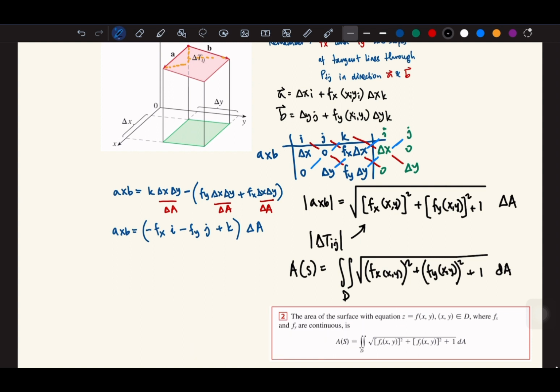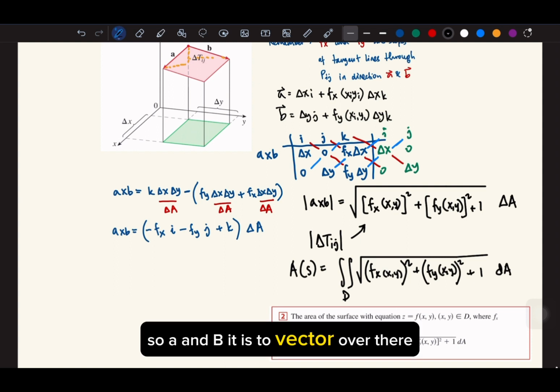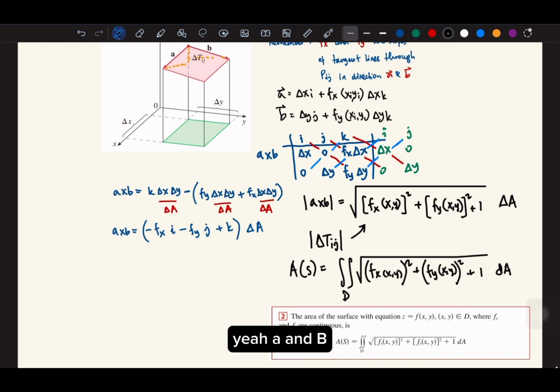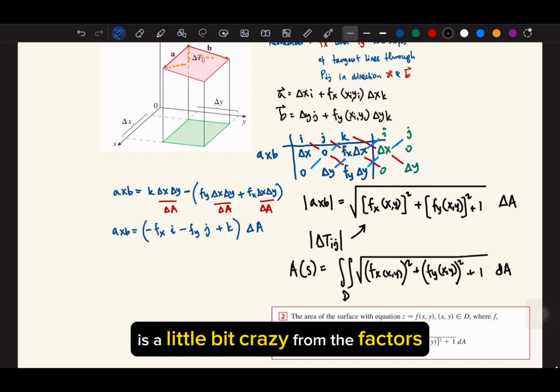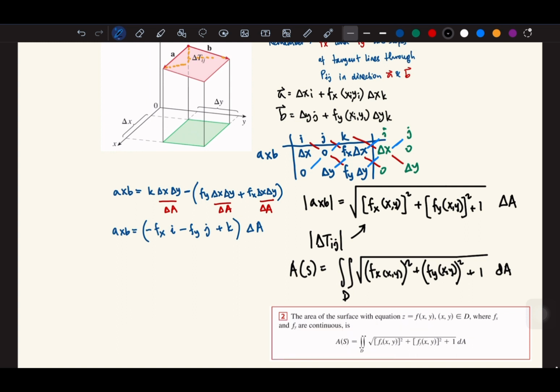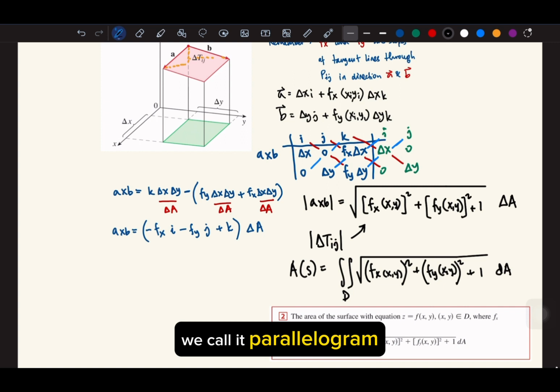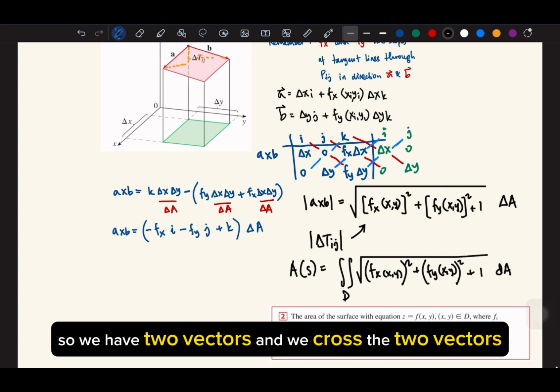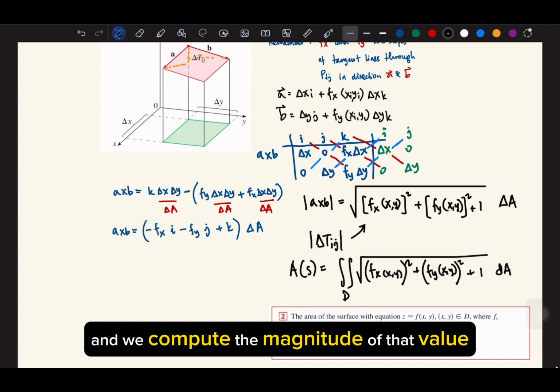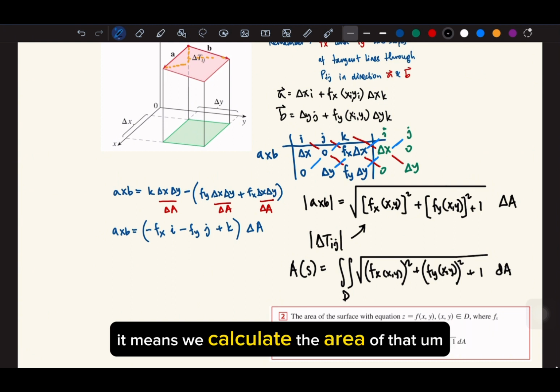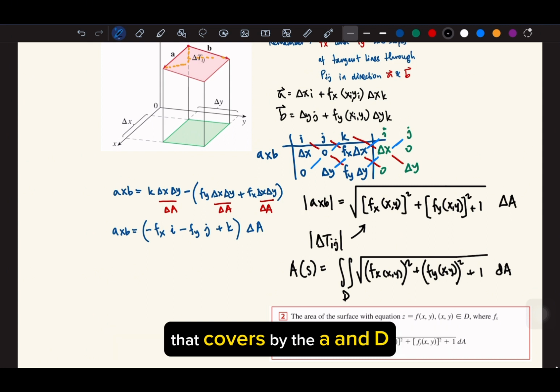So A and B are two vectors there, right? It's a little bit crazy from the factors. Actually that is from the area of what we call a parallelogram. If we have two vectors and we cross the two vectors and compute the magnitude of that value, it means we calculate the area covered by A and B.